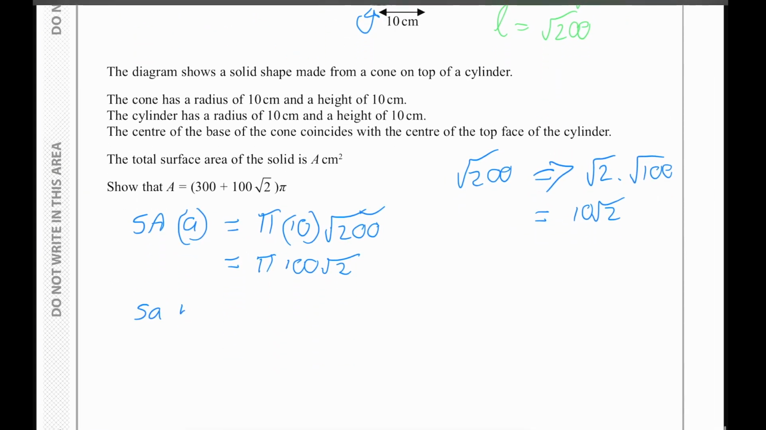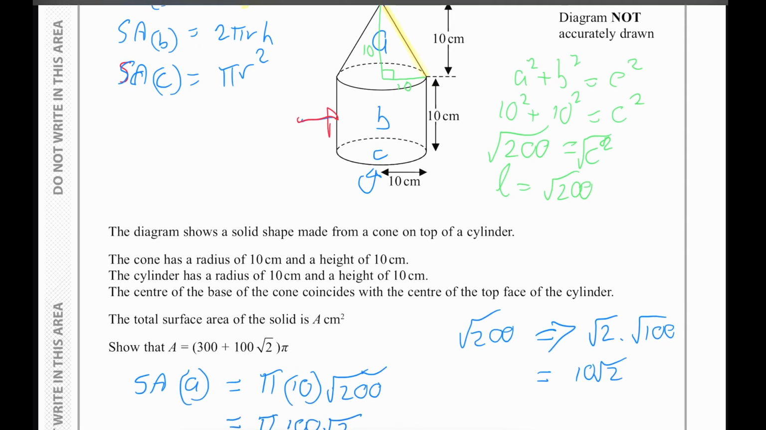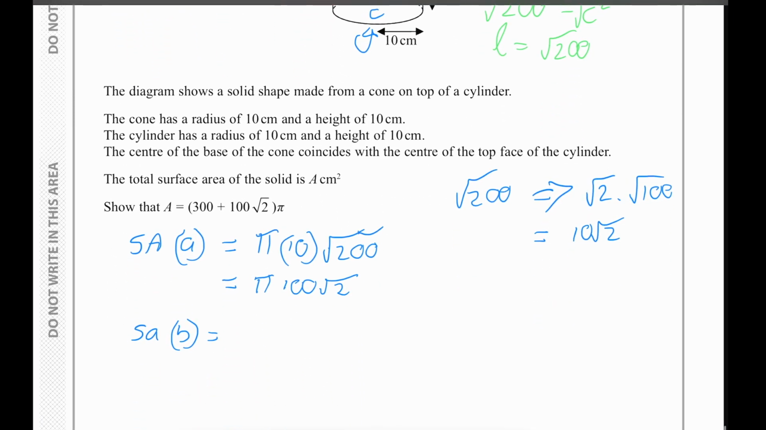Surface area of B is 2 pi r h, and that's just plugging in my values, and we get 200 pi for that value.